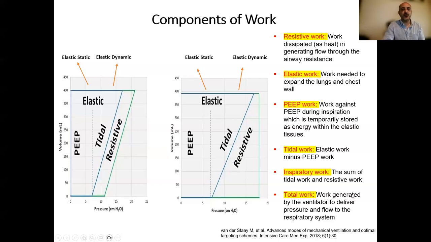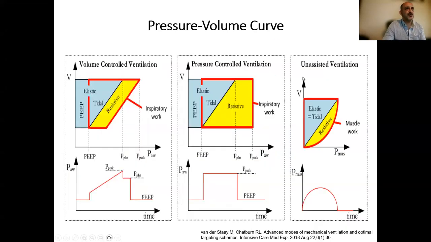Of course, the total work is the whole work generated by the ventilator to deliver the pressure to the respiratory system. This is, again, almost the same that we were just talking about, maybe a little graph, and you can see the airway pressure here. This part is the PEEP to the left, and the tidal work is up here. You put a plateau pressure, and that's the resistive work. Same with pressure control. And here, this is a spontaneously breathing patient, non-assisted at all, so he's breathing with sine flow. And again, it's divided into elastic and resistive.